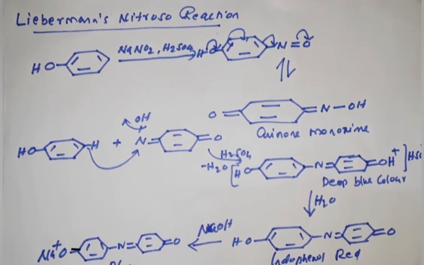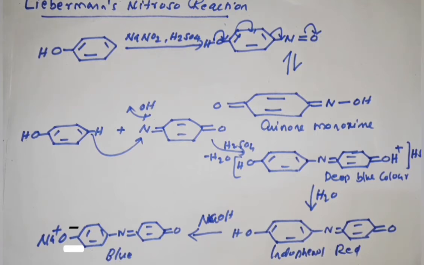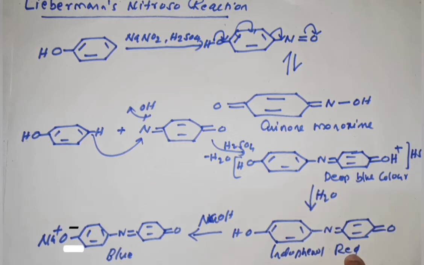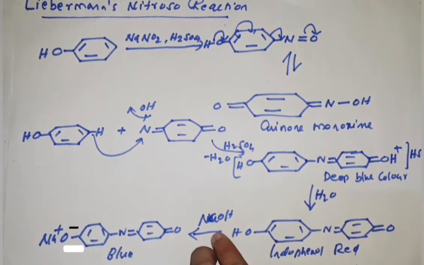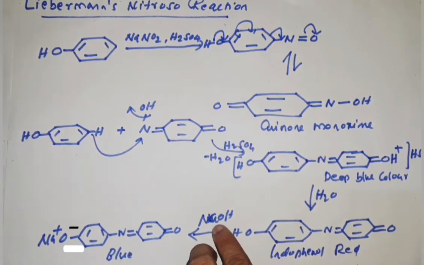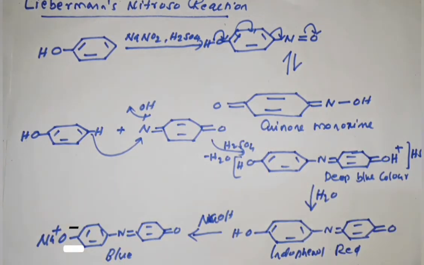So this is Liebermann's nitroso reaction. Here, phenol is treated with sodium nitrite, NaNO2, and concentrated sulfuric acid. It develops a deep blue or green color, which turns to red on careful dilution with water. Basification with sodium hydroxide brings back the deep blue or deep green color. So this is Liebermann's nitroso reaction.